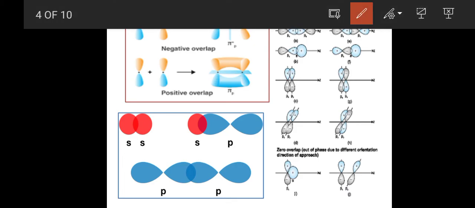A pi bond is given by the lateral overlap of the p orbitals. This is an example of a pi bond.